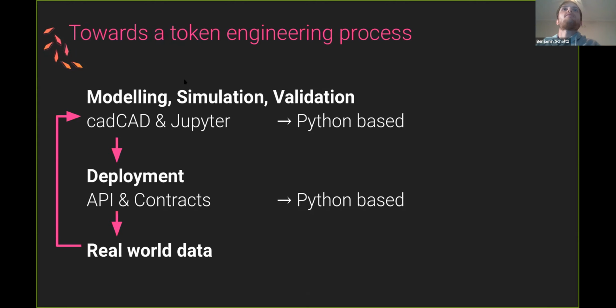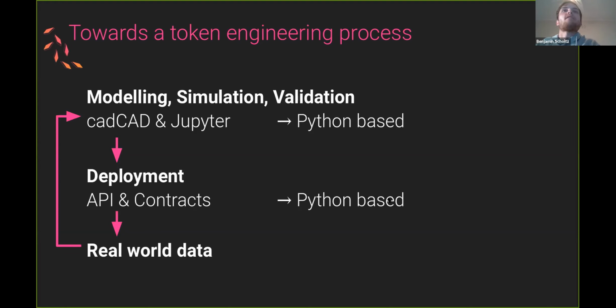And the aim of what we would like to move towards is some sort of token engineering process where we model, simulate, and validate the code in Jupyter with cadCAD. Previously, we've been using Jupyter quite a lot to do a lot of our basic bonding curve calculations, and it's proved very useful. And we'll talk a little bit more about cadCAD later, but it's Python based, and deploying API and contracts can also be Python based with Viper and the serverless APIs.